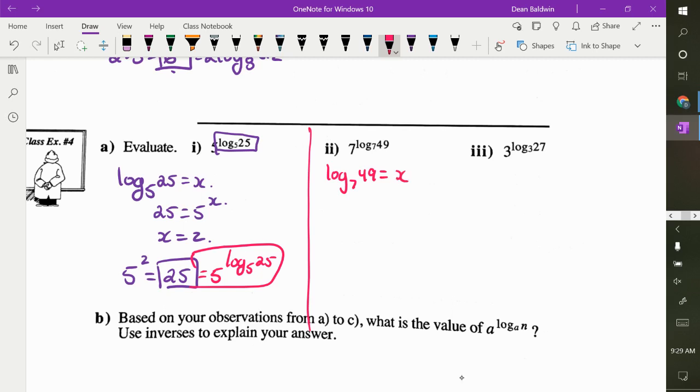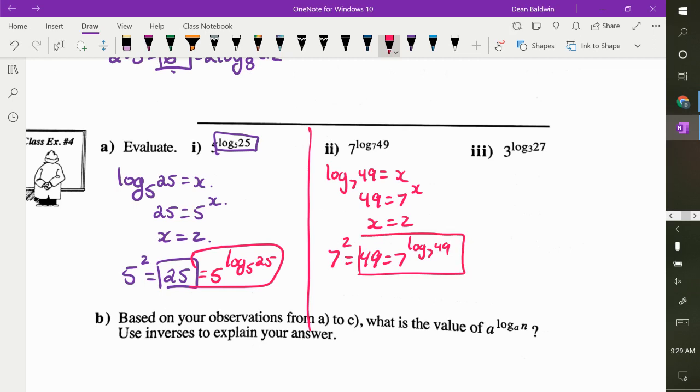Equals x. Change to exponential. So x is equal to 2. So then I get 7 to the exponent, which is 2, which is 49, which is equal to the actual equation, log base 7 of 49. Is anybody seeing a pattern here? We've only done 2, so what's the pattern?